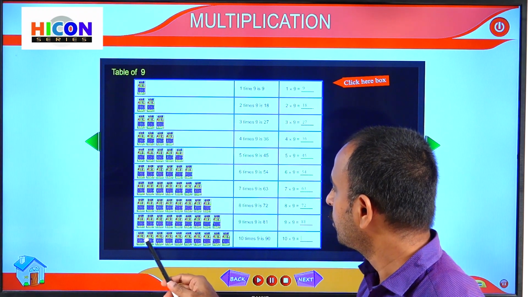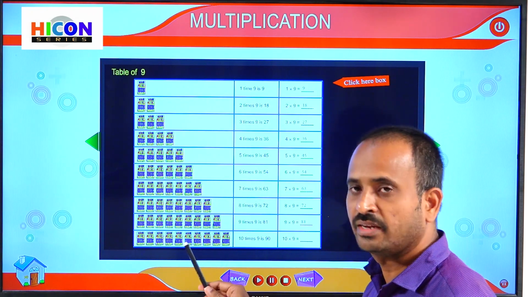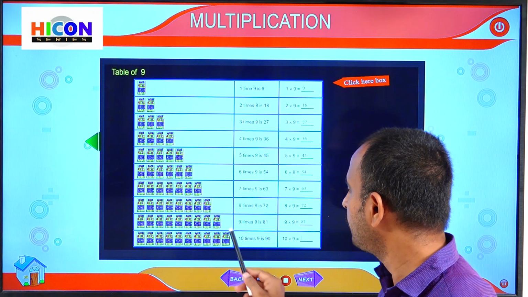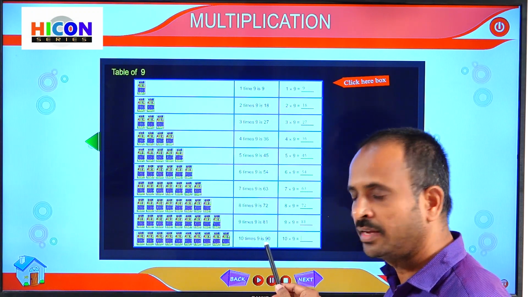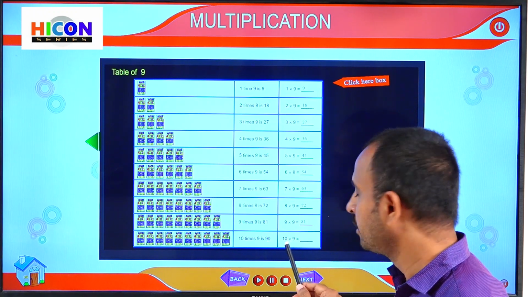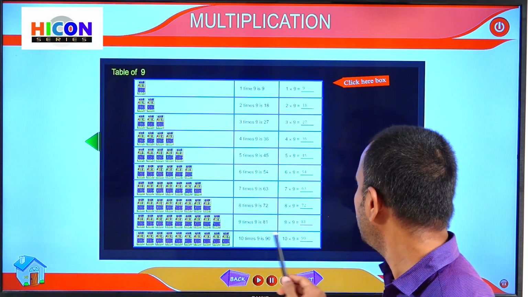And now here total there are 10 groups of pencils. Each group has 9 pencils. Total number of pencils can be obtained by doing 10 times 9. That is 10 into 9. 10 nines are 90. So total number of pencils are 90.